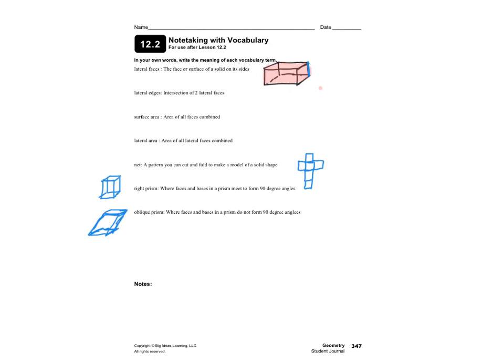A right prism is where the faces in a prism meet to form 90-degree angles. So like the example to the left, it's just your basic rectangular prism. The base and the lateral faces do meet at a 90-degree angle. Whereas an oblique prism is where the faces and the bases in a prism do not form a 90-degree angle. So if we look at the figure on the side, that's an example of an oblique prism. I know that it's very poorly drawn. Please excuse that. All right.